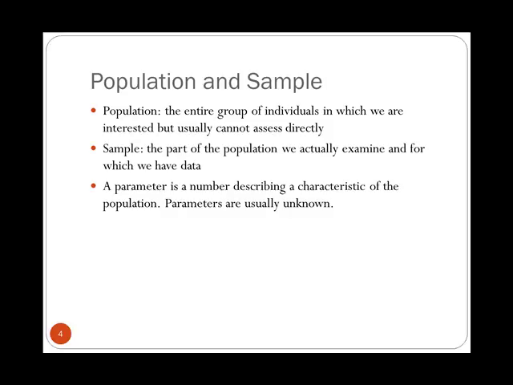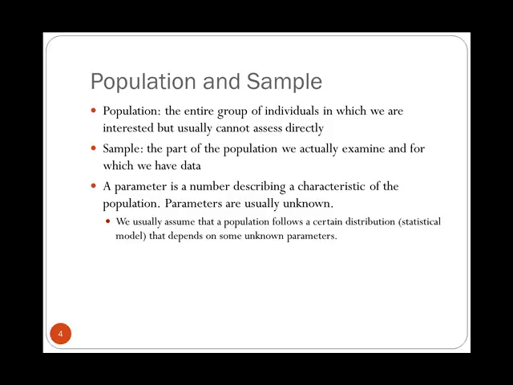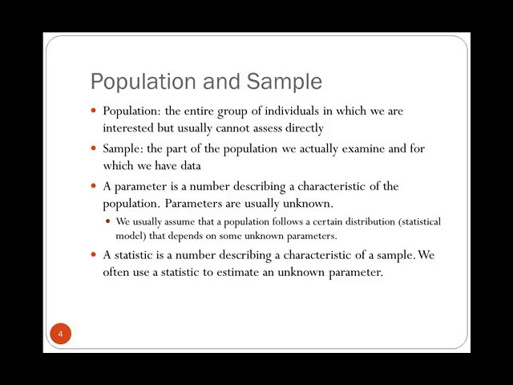A parameter is a number describing a characteristic of the population. Parameters are usually unknown. We usually assume that a population follows a certain distribution that depends on some unknown parameters. The parameters can be the mean, standard deviation, and so on. A statistic is a number describing a characteristic of the sample. We often use a statistic to estimate an unknown parameter. So, the population mean could be a parameter, and a sample mean would be a statistic.